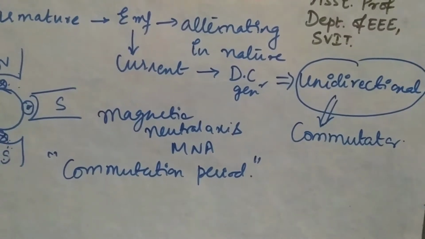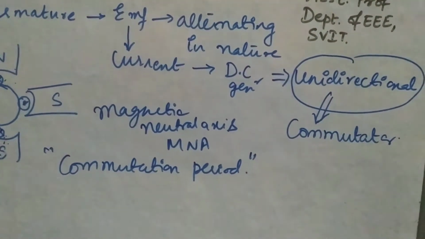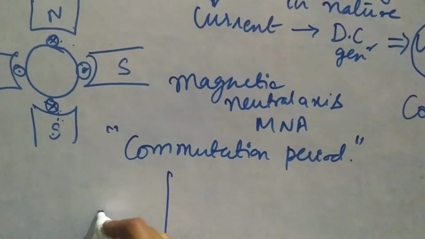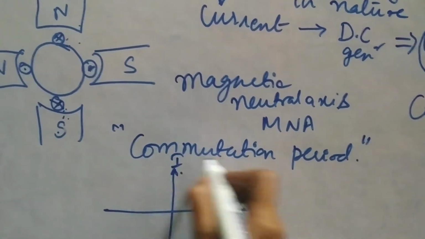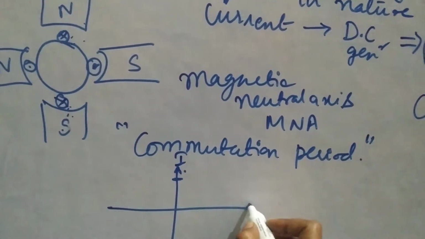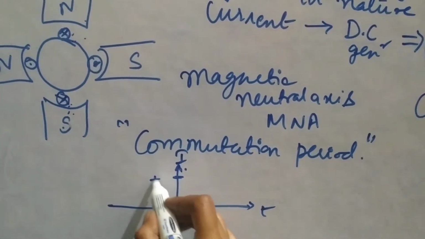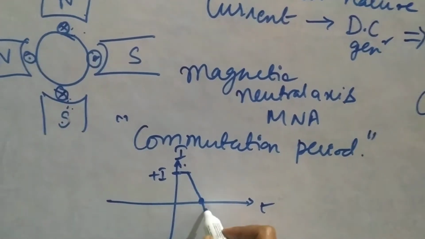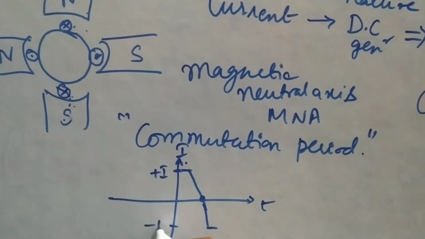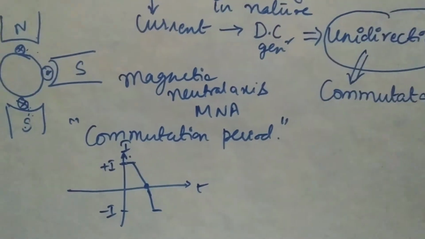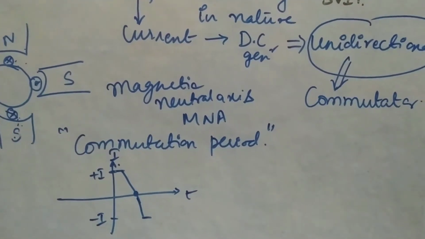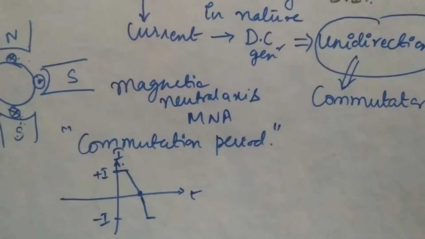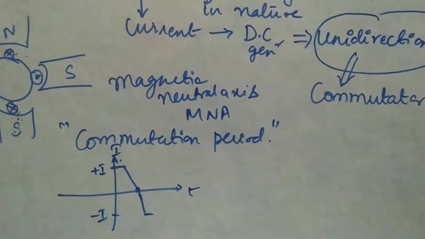Usually the commutation is said to be an ideal one whenever the current changes, if this is the current and this is the time period, from plus I to 0 and then 0 to minus I within the commutation period.